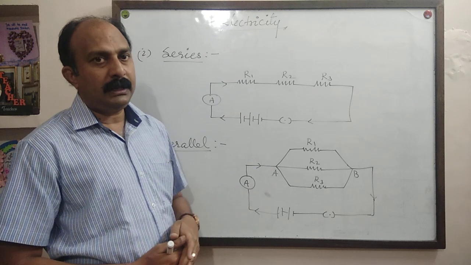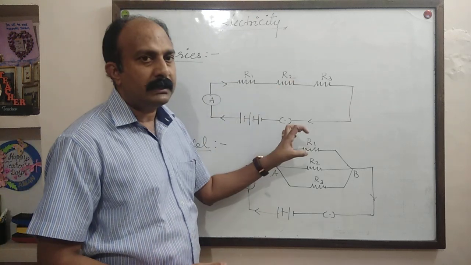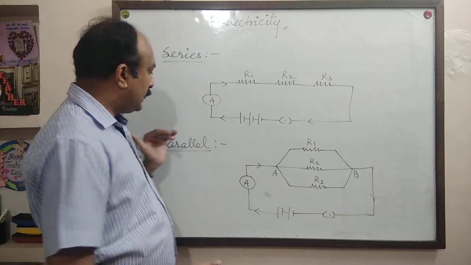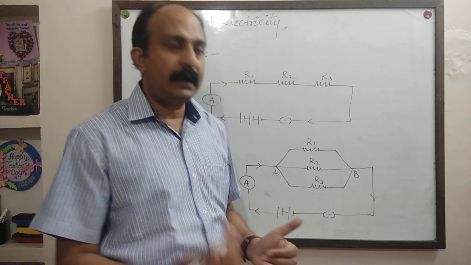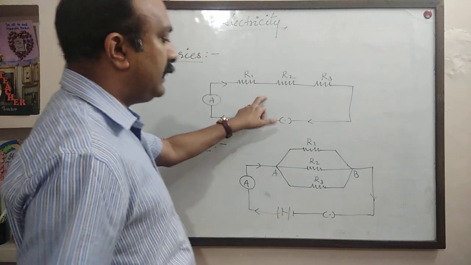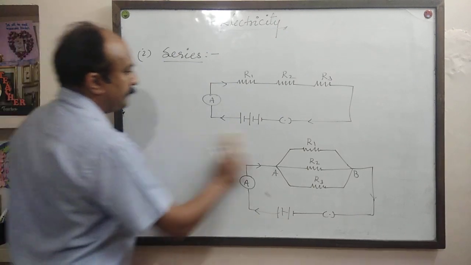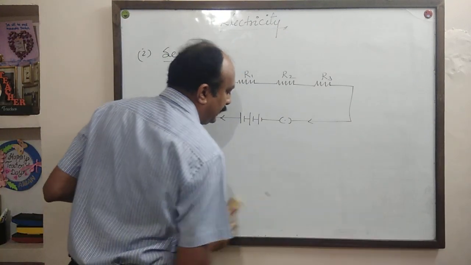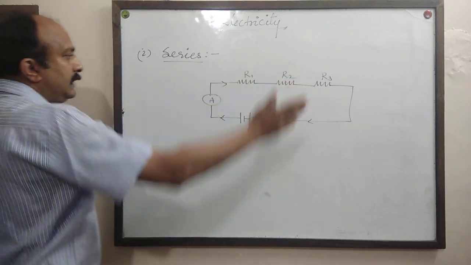Now we are going to study in detail when resistors are connected in series, what are the properties. Then we will discuss when resistors are connected in parallel, what are the properties. First I am going with resistors in series. See, three resistors R1, R2, R3 are connected in series.